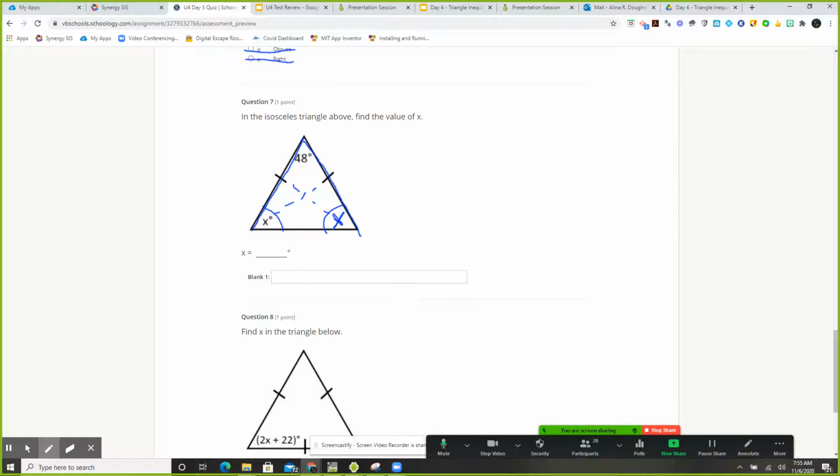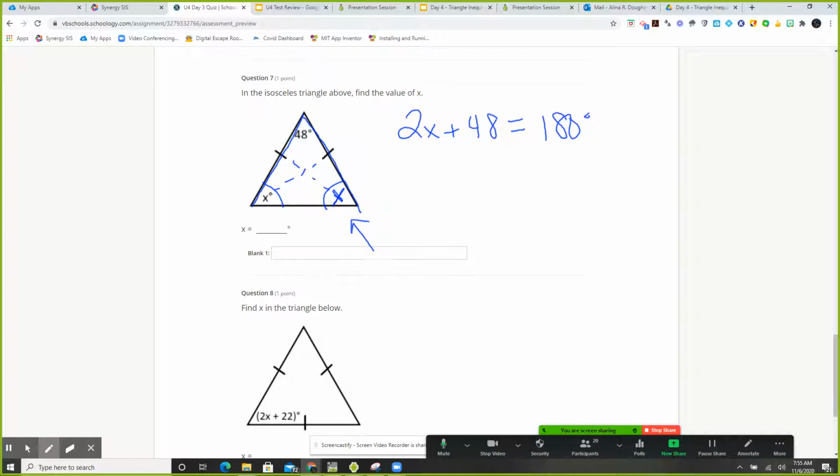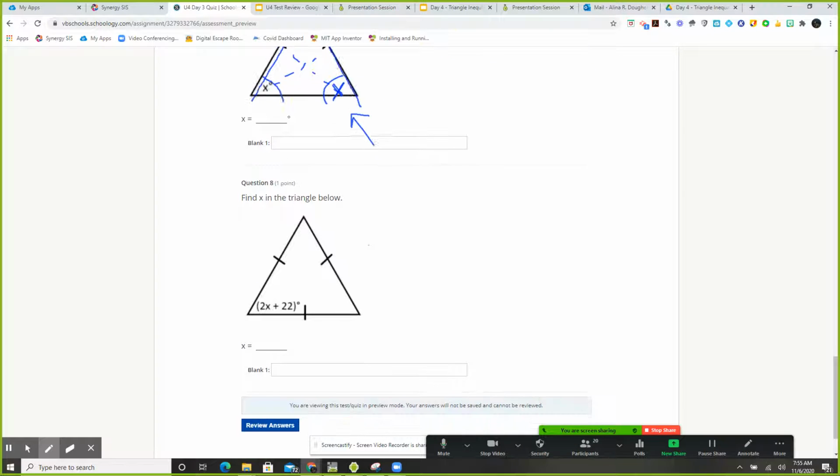So what equation would I set up? Two x plus 48 equals what? 180. Okay. The first part of that question, you've got to figure out what that missing angle is. If I ever give you a triangle with only 2 angles, I need you to figure out what that third angle is immediately. That is the first order of business.